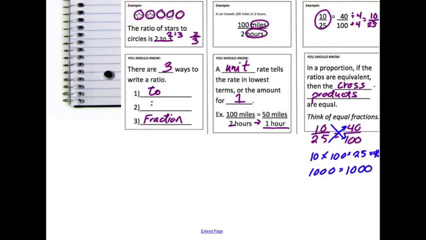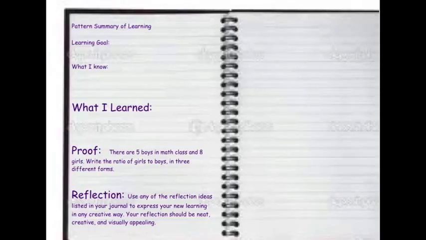So the cross product, meaning if I multiply the numerator of my first ratio by the denominator of my second, and the denominator of my first ratio by the numerator of my second, I'm going to get the same numbers on either side of my equal sign. That's important for solving ratios when we don't know all of the parts, if we're missing something.